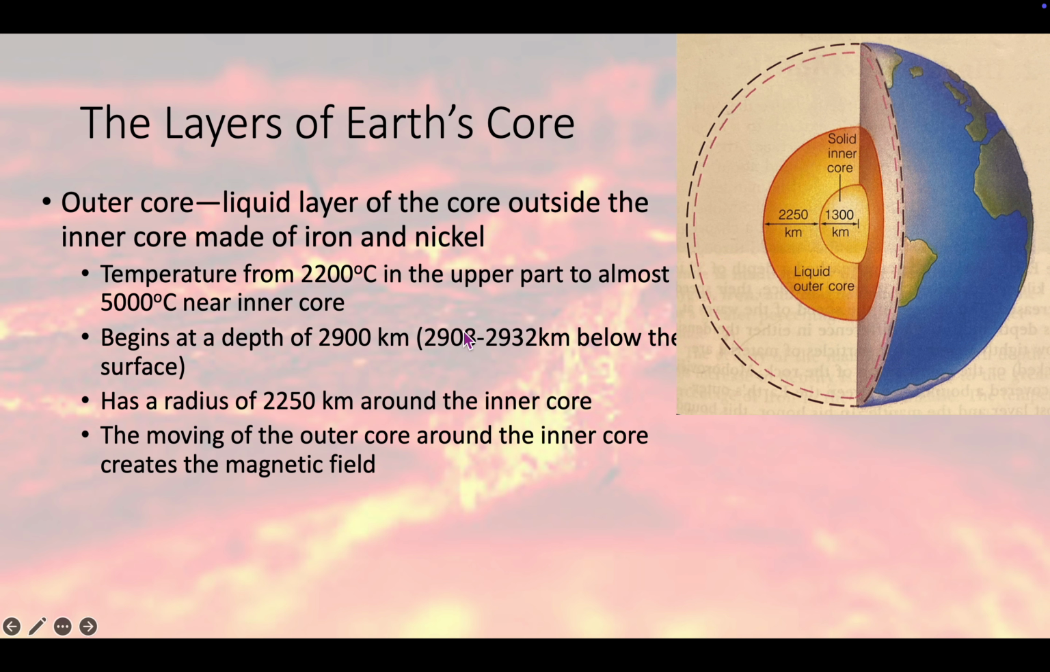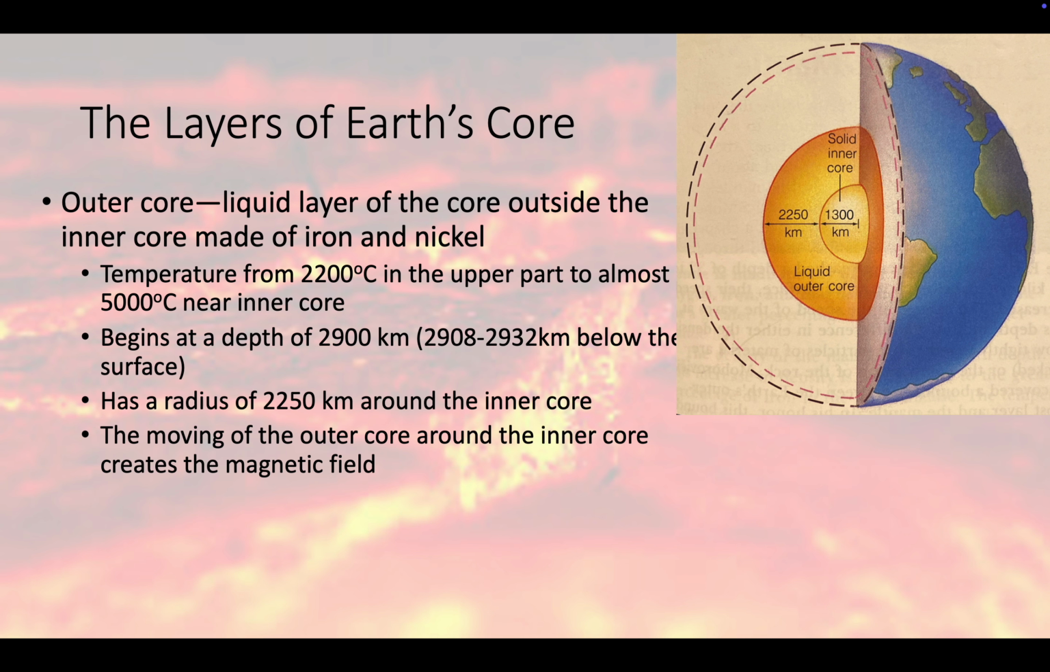If you want to include the crust, then you're looking at this range here, just based upon the fact that the crust can vary in depth. We have a 2250 kilometer radius, and that's around the inner core. So if you wanted to know the radius of what it is from the center, you would have to then add that 1300 also to figure out what that distance is. But I'm not going to worry too much about you memorizing all these distances.